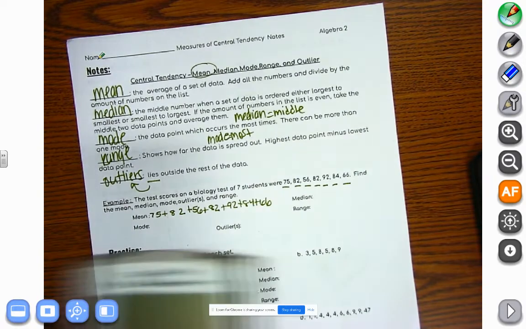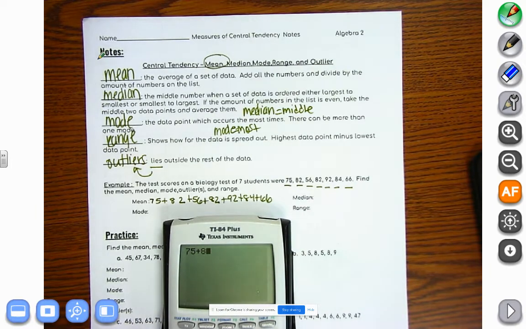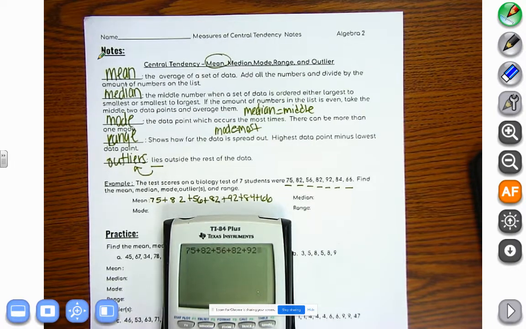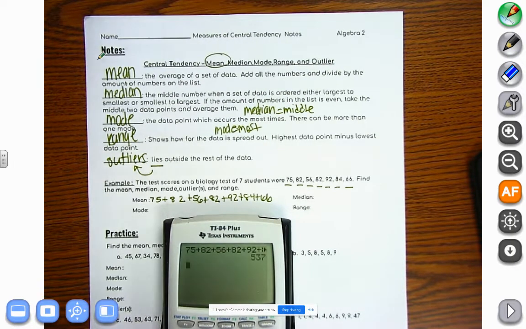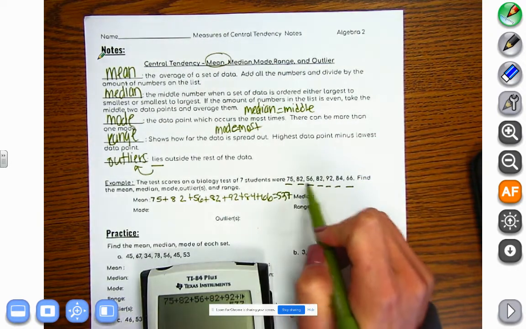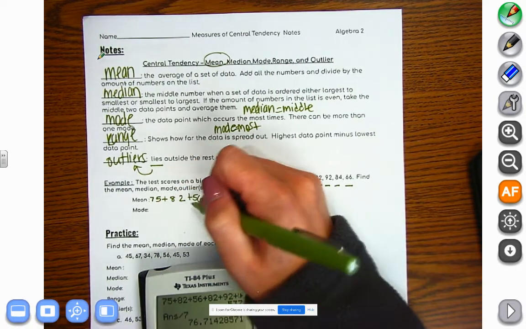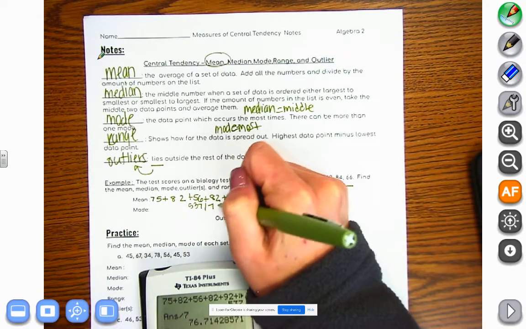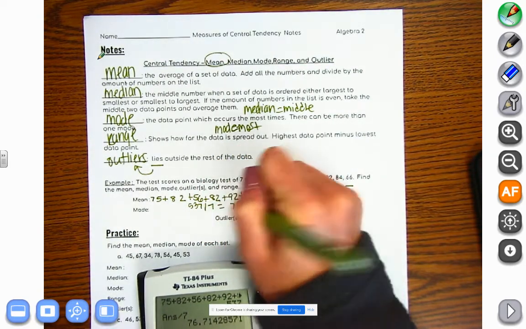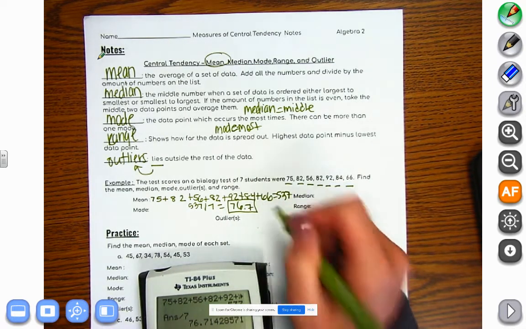If we plug that all into our calculator, 75 plus 82, 56 plus 82. That is 537. Okay, and then the numbers we have are 1, 2, 3, 4, 5, 6, 7 numbers on our list. So we're going to divide that by 7. So 537 divided by 7 equals 76.7. So we'll write it as 76.7. We'll just round to one decimal point.